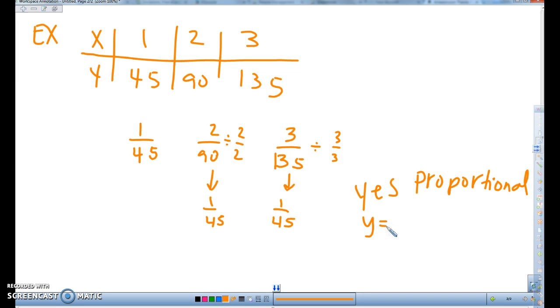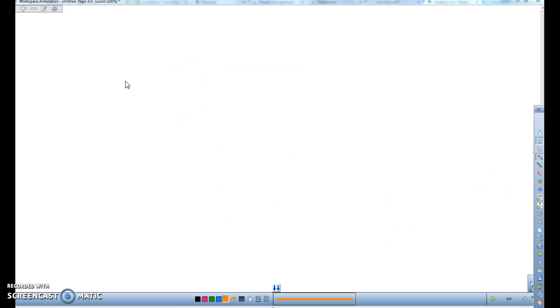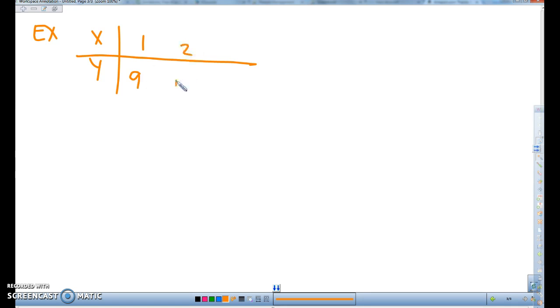And the formula we could write using y equals kx would be y equals, what do you think our k would be? Well, k is going to be whatever I need to use to jump from here to here, which is plus 45. Let's try another one, and I'll let you guys try this on your own. So determine if that is proportional or not.